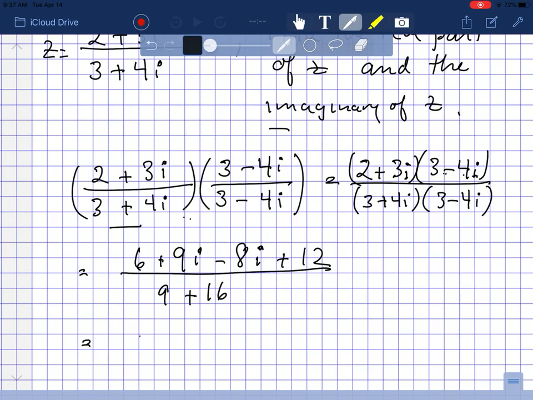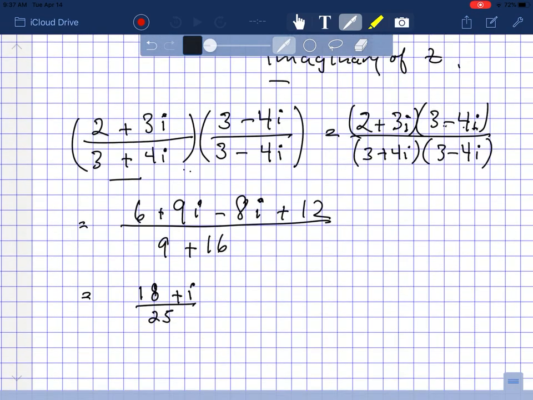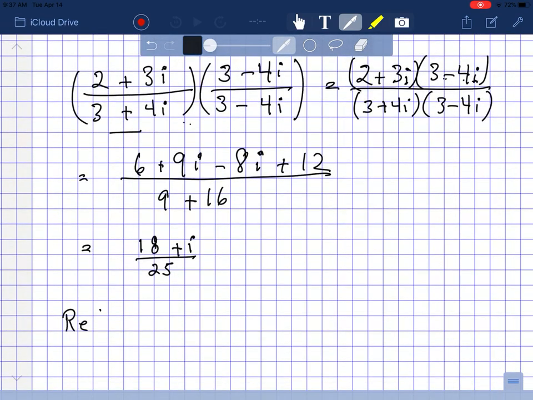And now I'll collect terms. So this is 18 plus I divided by 25. So the real part of z is equal to 18 divided by 25, and the imaginary part of z is equal to 1 divided by 25.